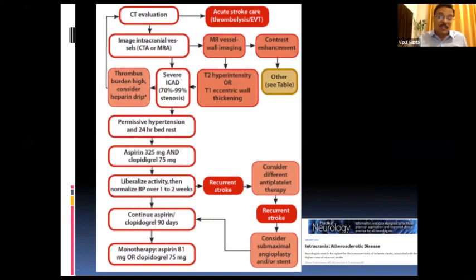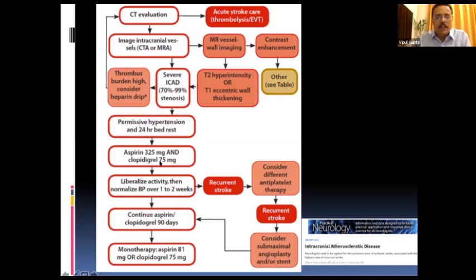But recently, a lot of trials have come in, CHANCE trials came in. We know double antiplatelets can help in some of these patients. So what is the current recommended protocol of medical management in these patients? That means you do evaluation. If there is any doubt, you have to do MR vessel wall imaging as well. When there's a severe ICAD, unless thrombus burden is high, then we think about giving heparin in these patients. Otherwise, what they say is permissive hypertension and bed rest for 24 hours.